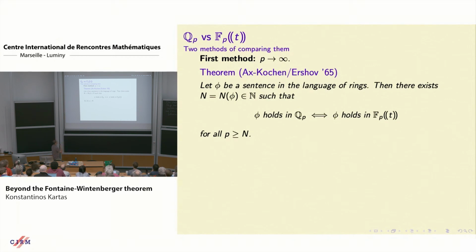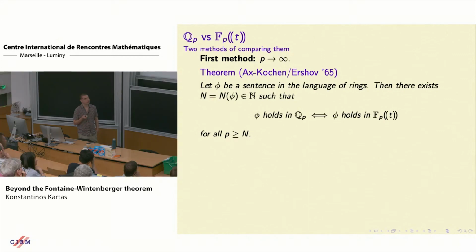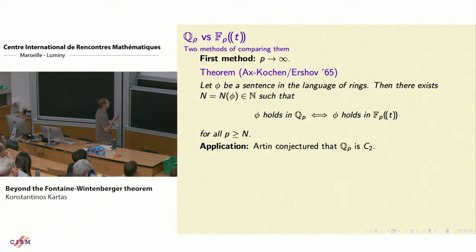So more precisely, you fix a sentence, let's say in the language of rings. Then for all sufficiently large primes, phi will hold in Qp if and only if it holds in Fp((t)). So that's a really remarkable statement. And of course, you can plug in for phi whatever you like. You can plug in some arithmetic statement which is of some interest. And okay, as the story goes, this is what happened.